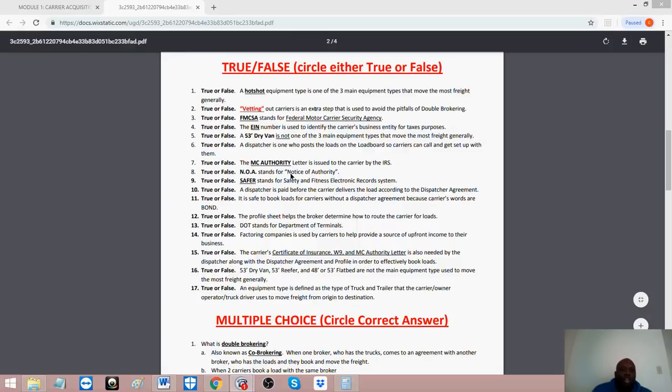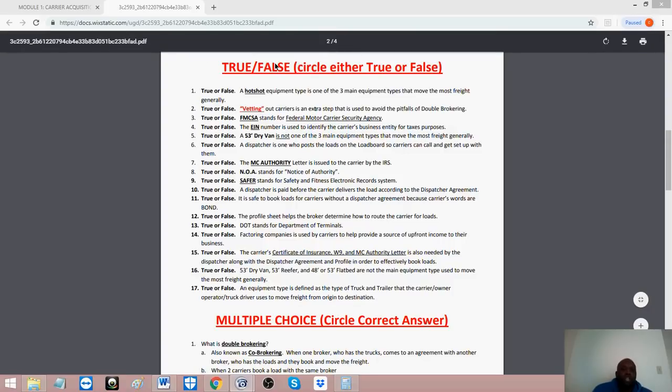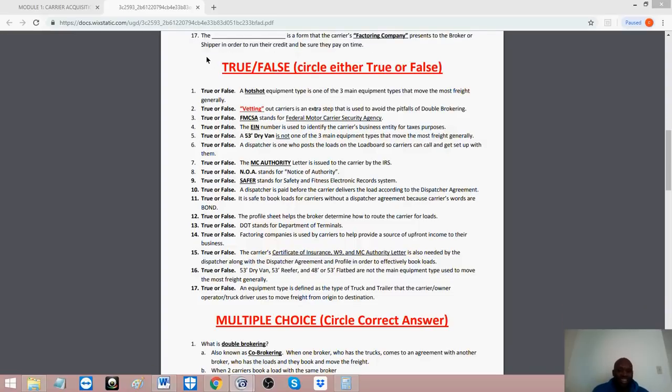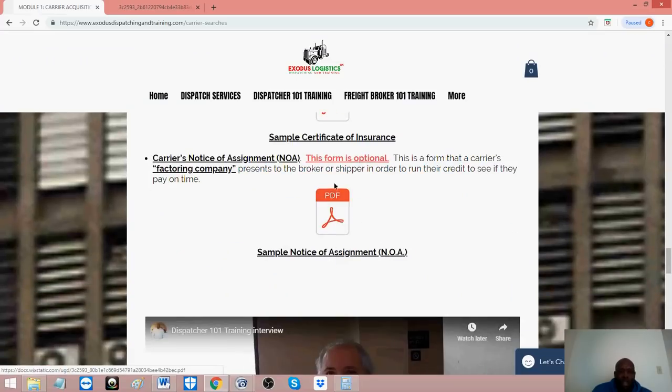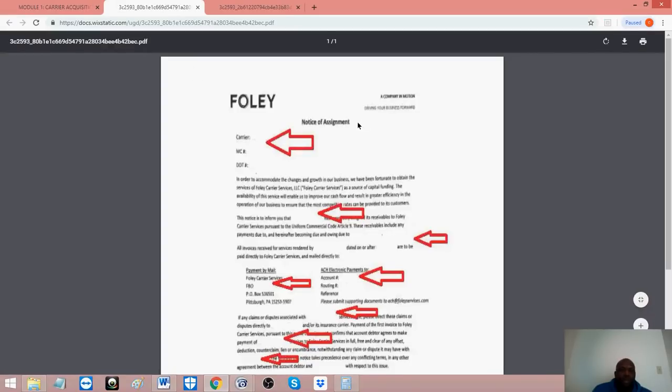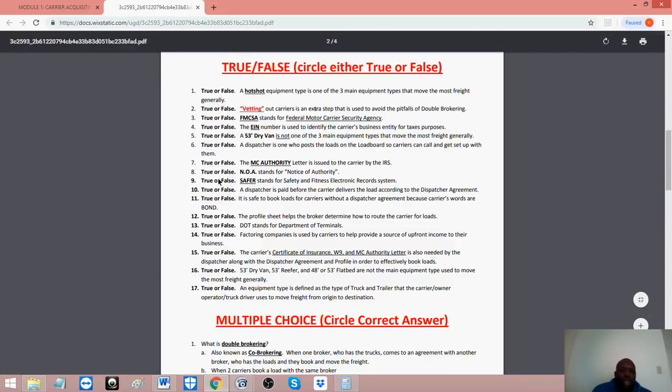Number 8. NOA stands for Notice of Authority. That is false. What does NOA stand for? What does the A stand for, basically? It's not agreement. Oh, I got you. It is assignment. Notice of assignment. So notice of assignment, right here. And this is just one factoring company's notice of assignment. That was number 8. Number 9.